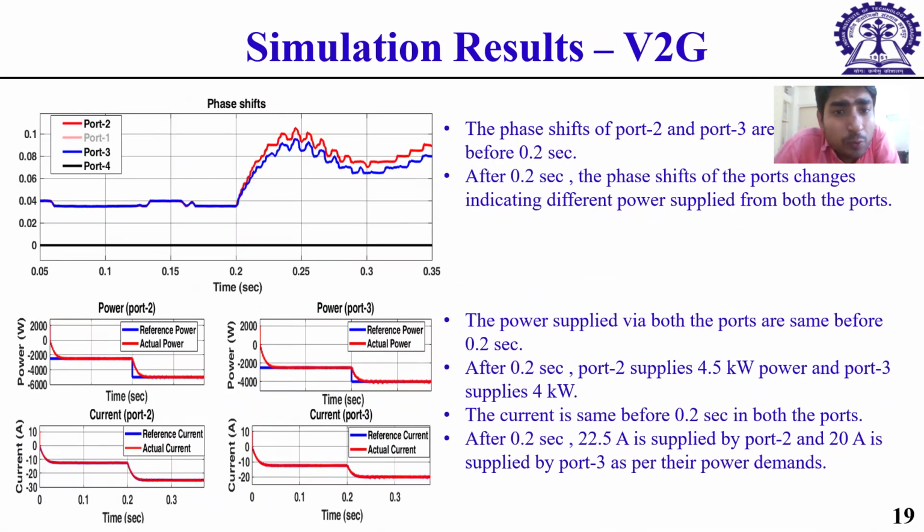Now my V2G mode. As the phase shift in the G2V mode is in the negative direction, in the V2G mode, the phase shift is in the positive direction. At 0.2 second, the phase shift of both the ports are different because the power levels are different. I have changed the power levels. Before 0.2 second, the phase shift of both the ports are same. So port 2 and port 3, that is reference power and actual power, we can see that both are tracking properly.